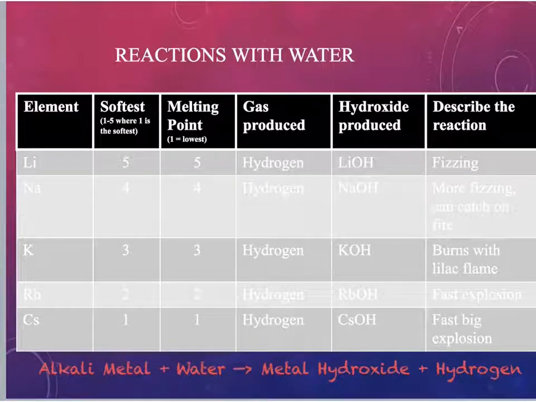All of the alkali metals react with water to form a hydroxide and hydrogen gas. Lithium will produce lithium hydroxide, sodium will produce sodium hydroxide, and so on. As we go down the group, this reaction also becomes increasingly violent and vigorous. Lithium will fizz on the surface. Sodium will fizz more, can catch fire, and will skate around on the surface. Potassium will burn with its trademark lilac flame. Rubidium will undergo a fast explosion, and then finally cesium will undergo a very fast and very large explosion.